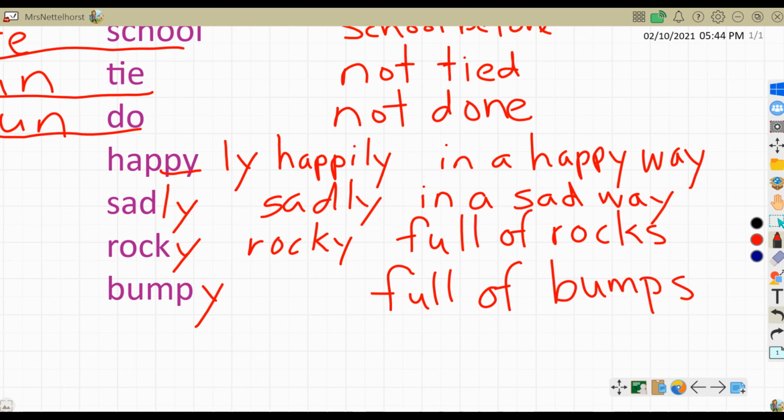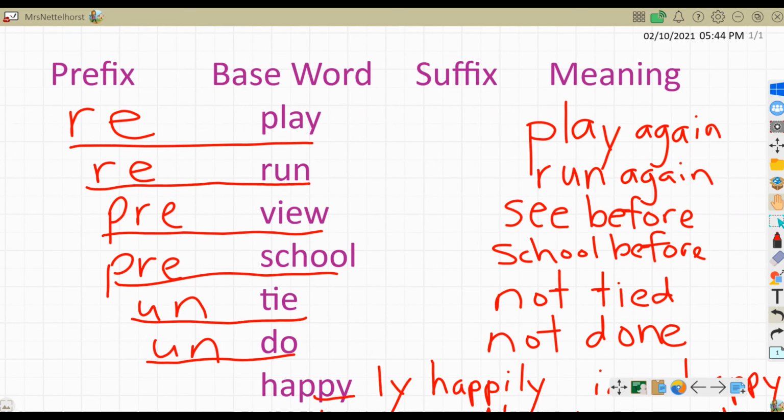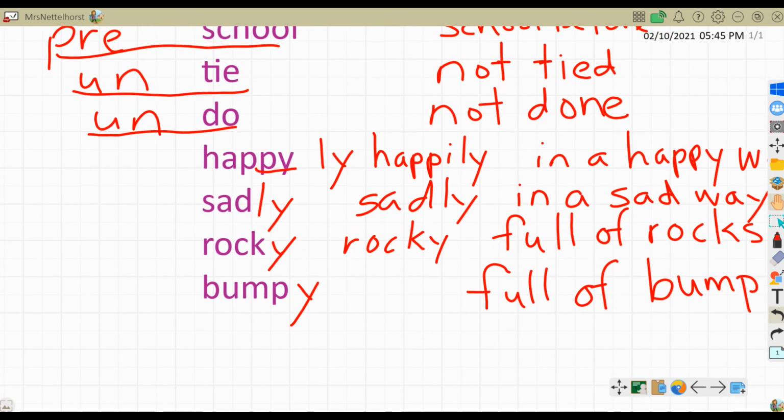Okay, so those are the prefixes and suffixes that we're learning this week. We have the prefixes re, pre, and un, and the suffixes ly and y.